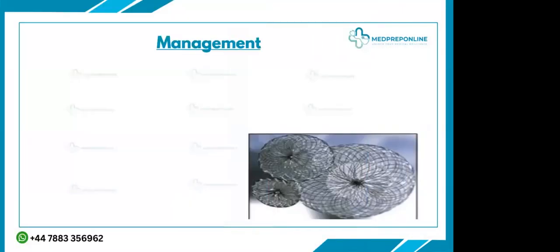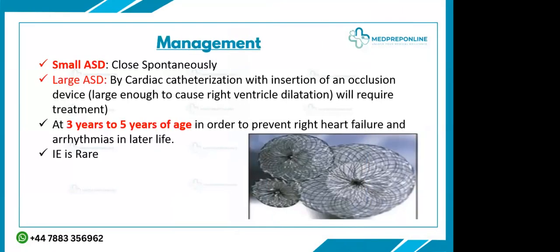So how are we going to treat this atrial septal defect? If it is a small defect, it can close spontaneously. You can just observe it. A large ASD, large enough to cause right ventricular dilatation, will require treatment by cardiac catheterization with insertion of an occlusion device. Okay. Small ASDs are going to close spontaneously.